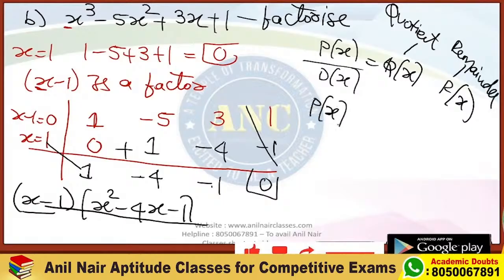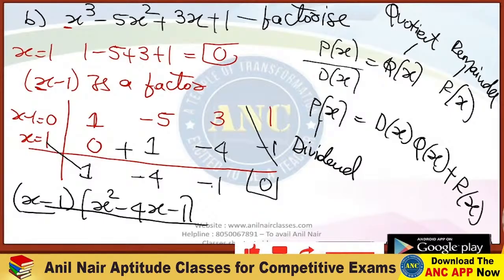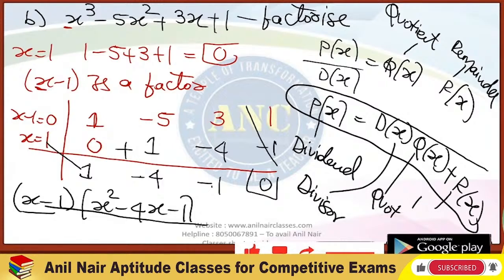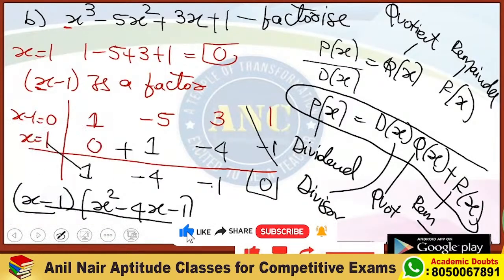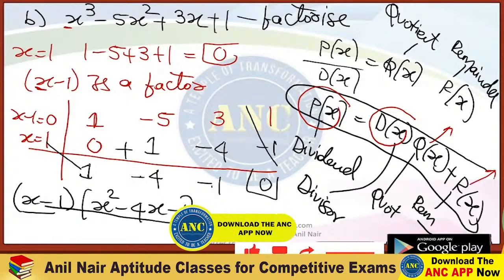Dividend is the number which is getting divided. Dividend equals divisor into quotient plus remainder. D of x is the divisor, Q of x is the quotient, R of x is the remainder. That means in the expression, P of x and D of x will be given. The quotient and the remainder we can determine by using synthetic division. I hope you got the idea.